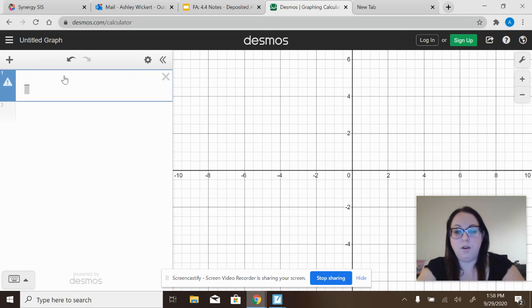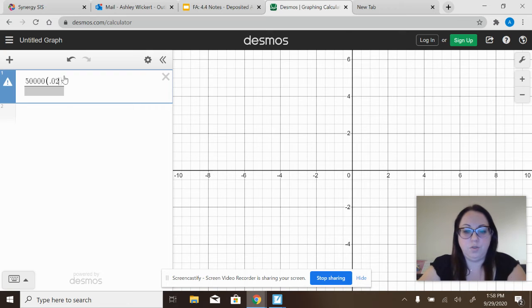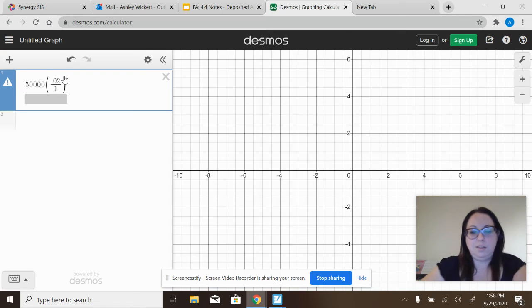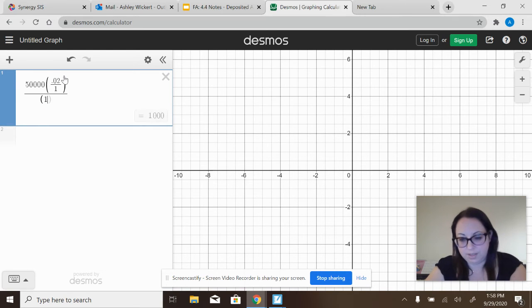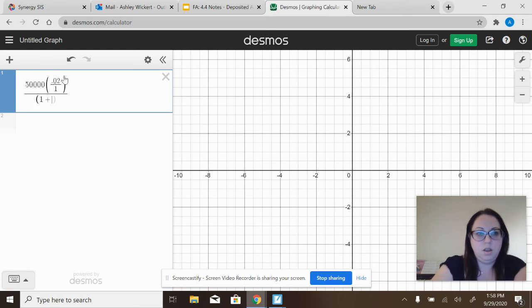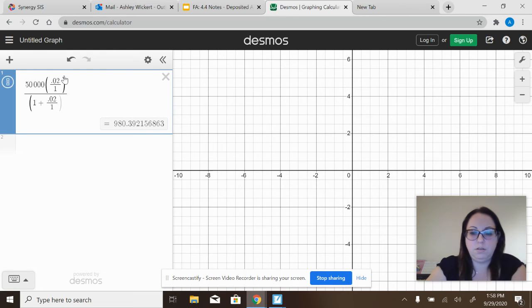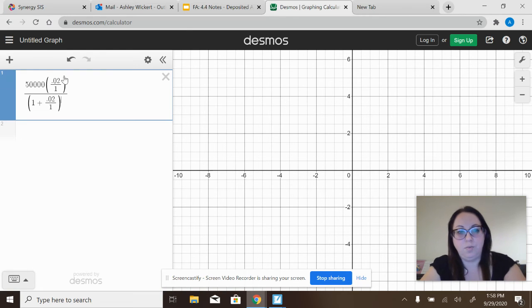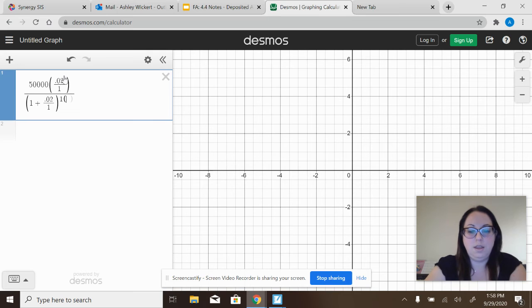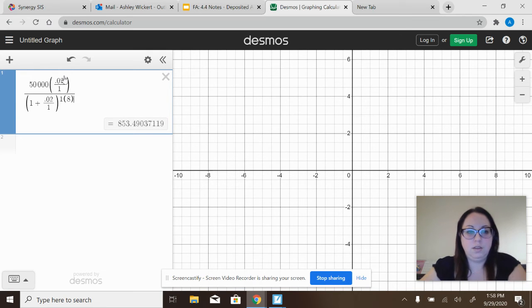Starting with that fraction bar, 50,000 times 0.02 divided by 1. You guys, we don't really need the divide by 1, but we're going to go ahead and leave it there because it's often not a 1. And in the denominator, it looks like 1 plus my rate, 0.02 divided by 1 for the N, T. So I'm going to raise that to the power of 1 times 8 years. I'm going to arrow over so I'm not in the exponent and type in minus 1.